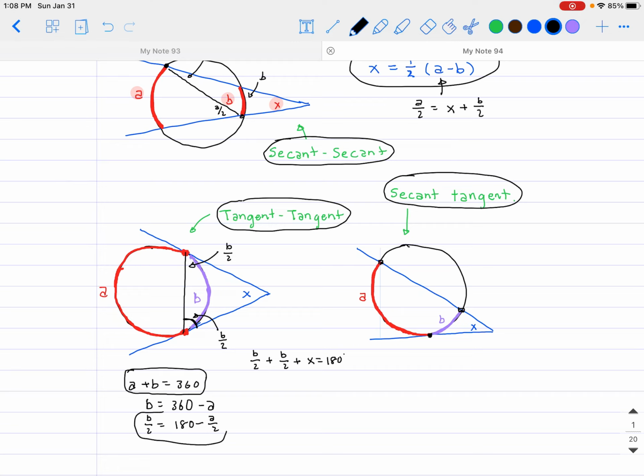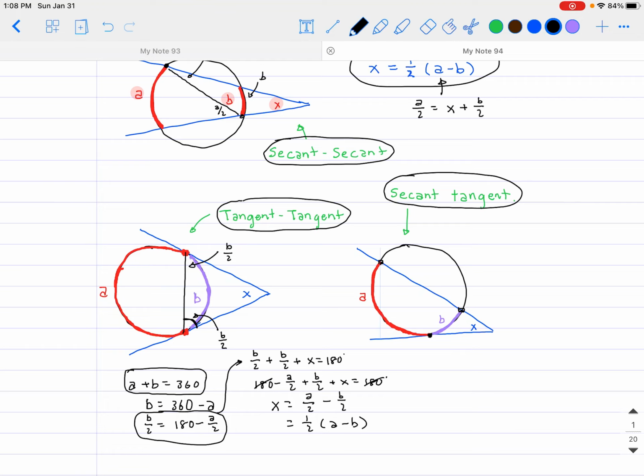I'm going to take this right here and substitute it into this equation over here, as one of them but not both of them, because I want something that has A, B, and X in the equation. So putting it all together, we now have 180 minus A divided by 2, plus B divided by 2, plus X is equal to 180 degrees. Cancel out the 180 from both sides, and I'll leave X on the left while putting everything on the right. So now you can see A over 2 minus B over 2 is equal to X, which leads into my conclusion: half of the difference between the two intercepted arcs.